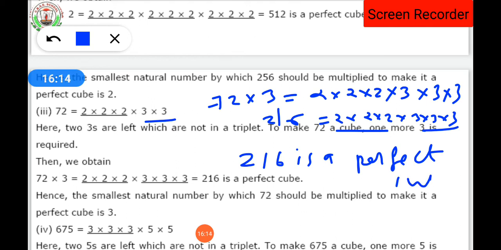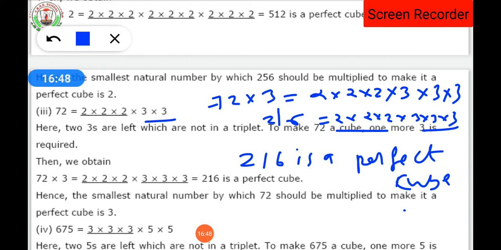Okay, why it is a perfect cube? Because it has the pair of the 3 numbers, or we can say that perfect multiples of 3. That's why. Now since in the question it is asked what is the smallest natural number which will be multiplied with 72 to make it a perfect square. So that natural number, the smallest natural number, is 3, because 3 is the smallest natural number which is going to multiply with 72 to make it a perfect cube.